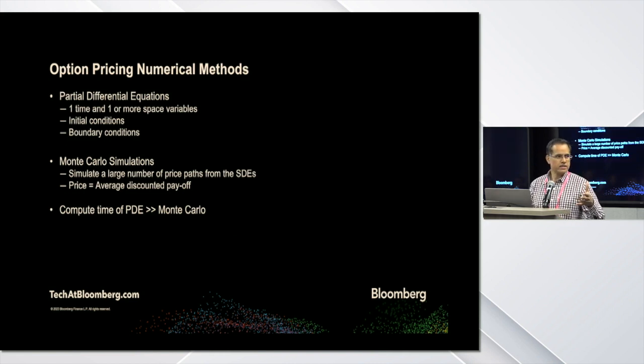So from these SDEs, we can use Ito's lemma to get the PDEs for pricing the options. These PDEs, in the case of Black-Scholes, have one time and one space variable, but in the case of Heston, for example, or stochastic volatility models, we need two space and one time variable. And then we have the initial conditions, we apply the boundary conditions, and we just solve the PDEs using finite differences. We can also use Monte Carlo, but Monte Carlo tends to be much slower than PDEs.